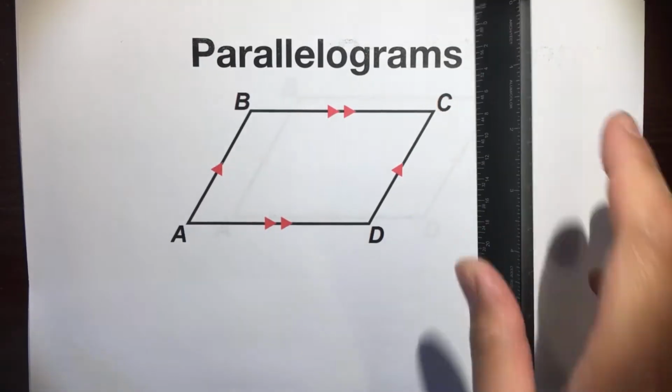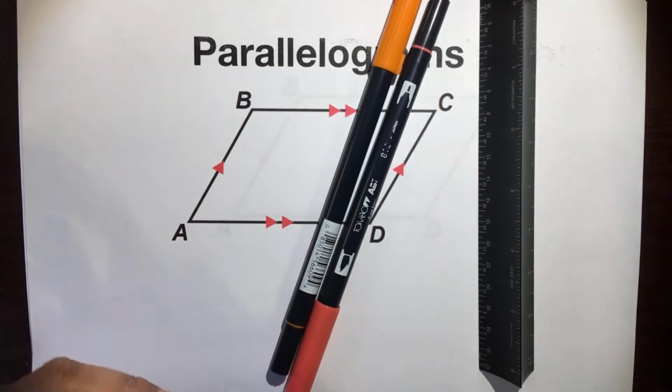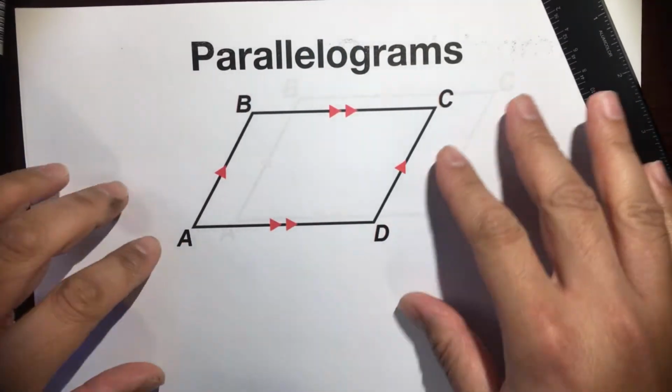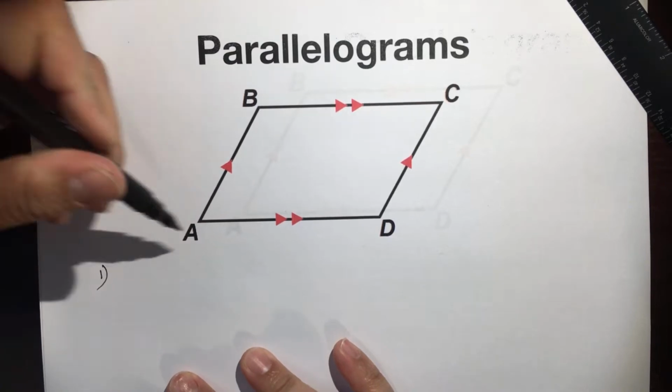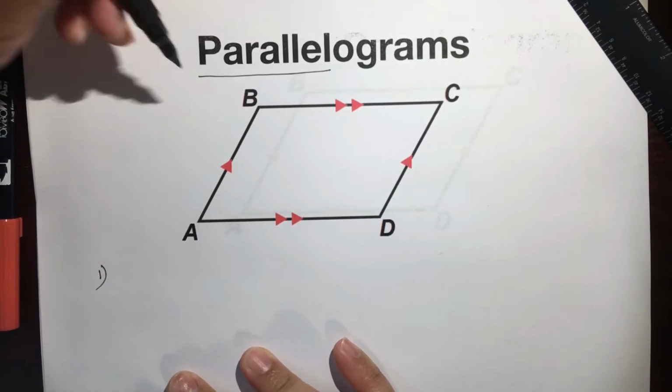You're going to need a ruler, you're going to need 2 different colored markers or highlighters, and 1 pen or pencil. So grab them. All right, so parallelograms. And let's do this. First fact is that look at these arrows. You guys remember what arrows? And look at the name, parallel.